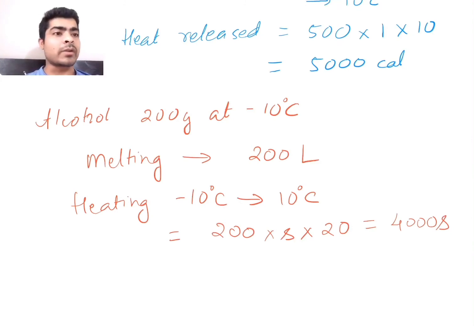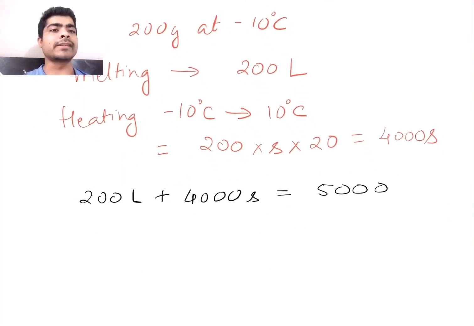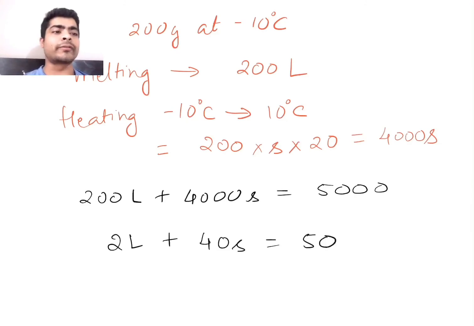Again we can say that total heat absorbed by alcohol is equal to heat released by water. So total heat absorbed will be equal to 200 L plus 4000 S. This will be equal to heat released by water, that is 5000. So you simplify this, remove two zeros. So 2L plus 40S is equal to 50.